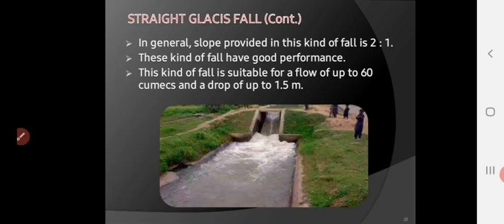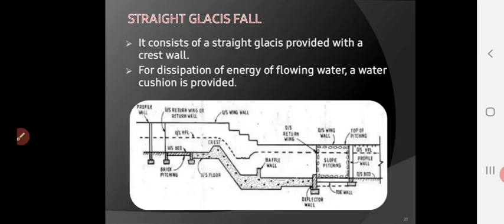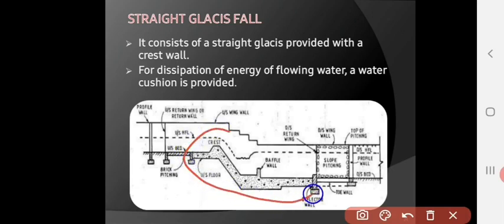This kind of fall has a good performance. This kind of fall is suitable for a flow of up to 60 cumecs and a drop of about 1.5 meter. So this is the typical section of a straight glacis fall, in which a weir wall is constructed.